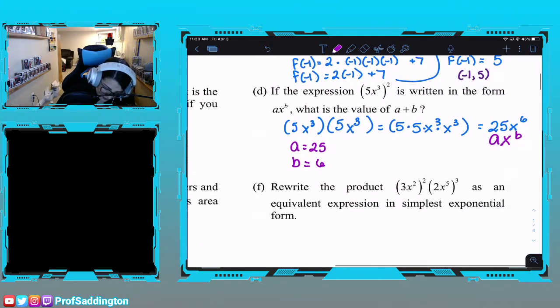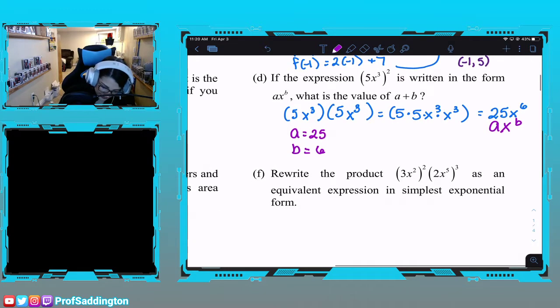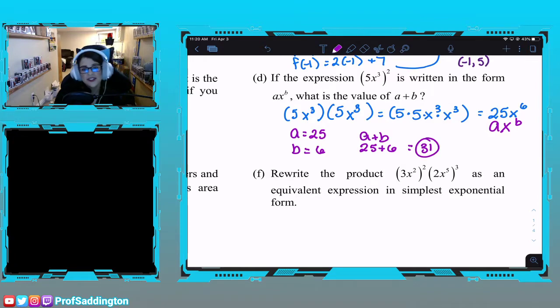Oops, my page is scrolling on me. So then if I do a plus b, I'm really doing 25 plus 6, which is equal to 31. So just another fun way to kind of manipulate those numbers. So I'll give you a moment to write that down.